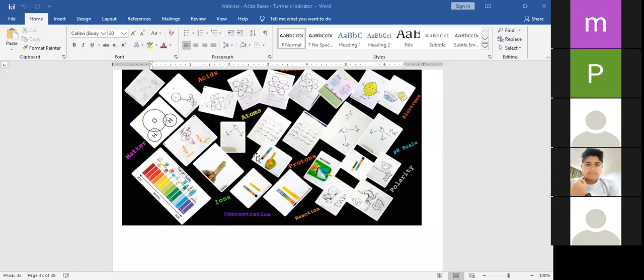Karthik has asked, will a reaction be done only when both substances are polar in nature? I think he's asking whether polar and non-polar substances can react. This is an interesting question, Karthik. I'll give an example. Water is polar in nature, I told you, and the acids and bases are also polar in nature, and that's why there's some kind of reaction.